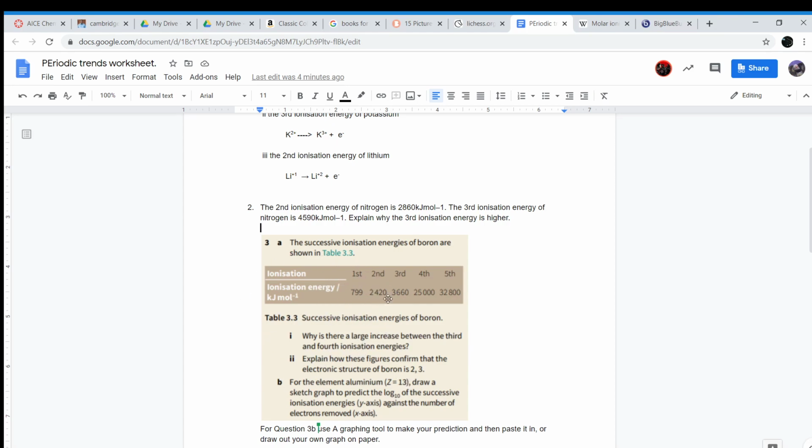And this is showing boron. And it's showing the first ionization, the second ionization, the third, and then the fourth and fifth. Whenever we get a graph, we should take a look and see, okay, what's going on here? So here we have our nice little graph. First ionization comes off. It's less than 1,000. Second one, it's more than 1,000.